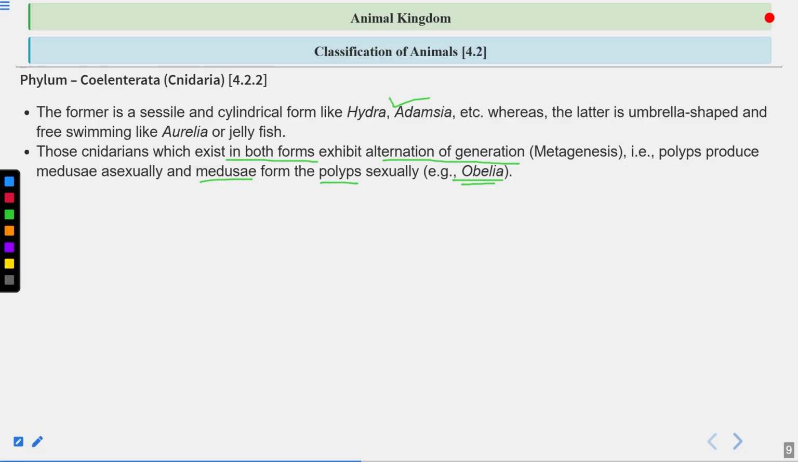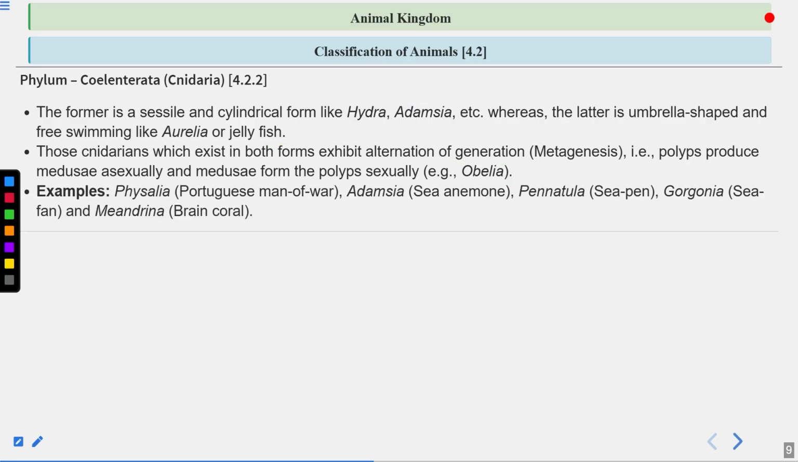Hydra and Adamsia show only polyp stage. Aurelia or jellyfish only exhibit medusa stage. But in Obelia, both the stages are seen in their life cycle, polyp stage and medusa stage. Clear? Now, this alternation of generation, remember this term, metagenesis.